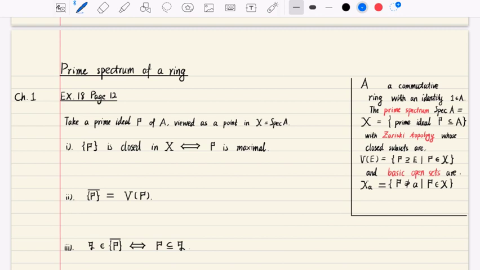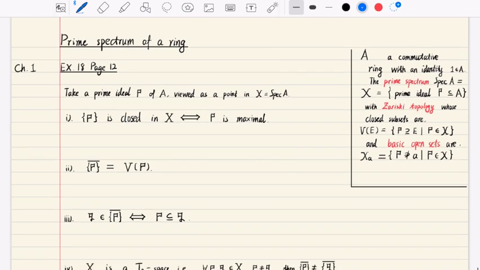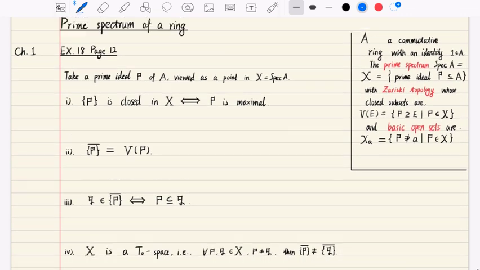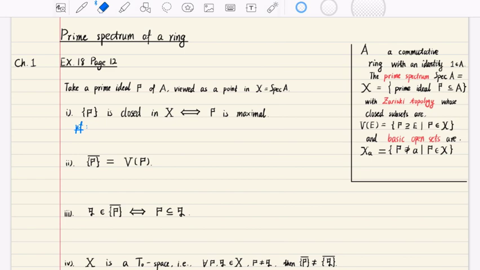For the next exercise, this exercise talks about the spectrum being at least T0. In fact, we usually cannot get T2. Sometimes we cannot expect T1, but this exercise shows that T0 is always correct. Let's first select the "if" part.